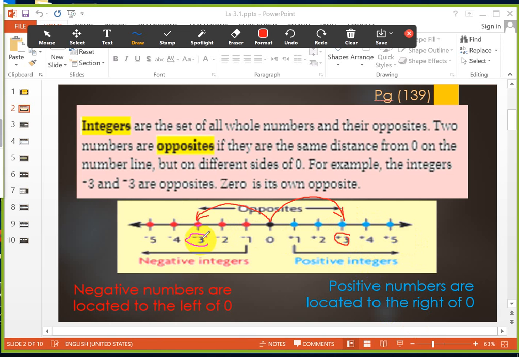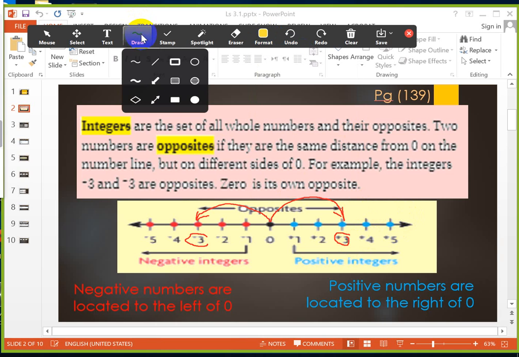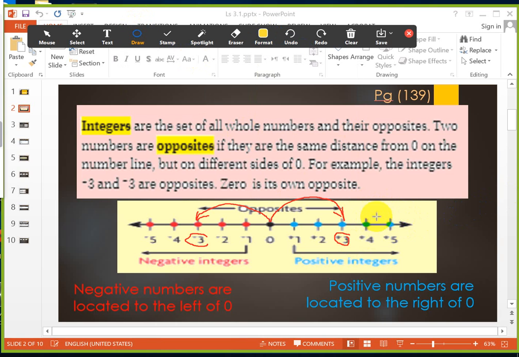So the opposite of negative 3 is positive 3, and the opposite of positive 3 is negative 3. What about another number, 5? Look at this number. Who will tell me on the chat what is the opposite of positive 5?